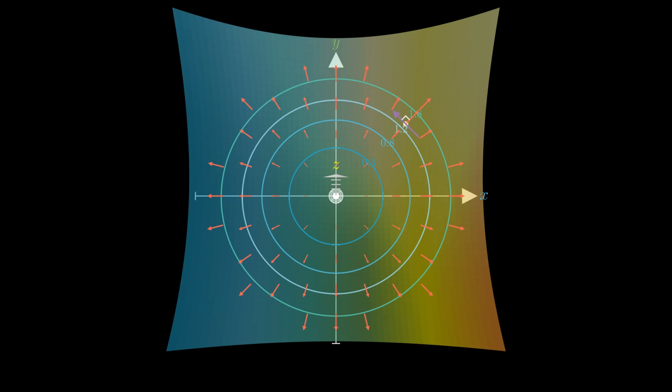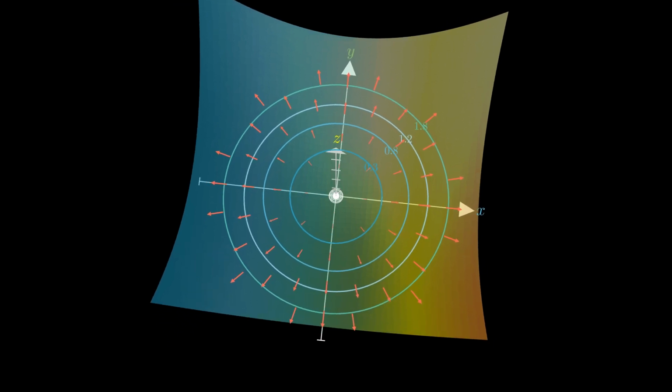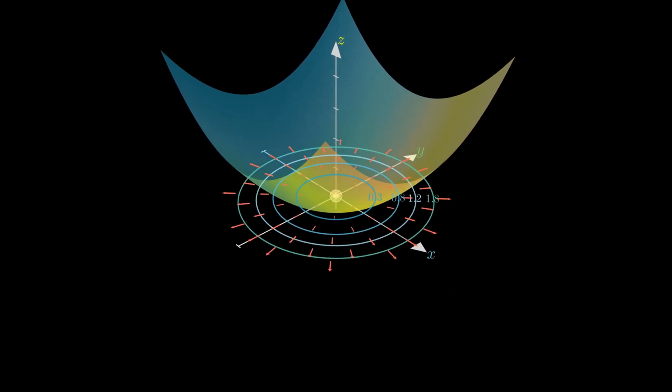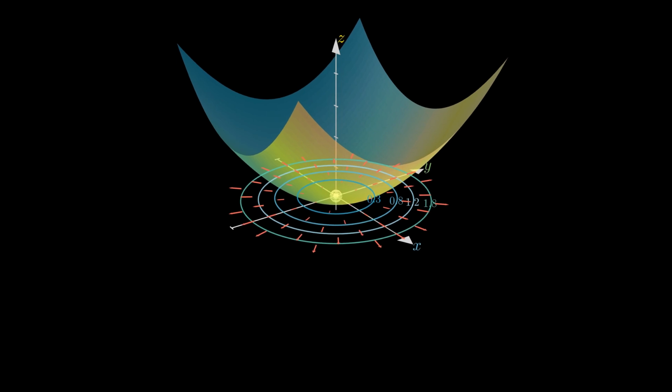At every point, an arrow. Each arrow points in the direction of steepest ascent. Because the surface rises outward, the gradient always points uphill. From above, you can see that the gradient vectors are perpendicular to the contours. This is not a coincidence. The gradient is always perpendicular to contours.